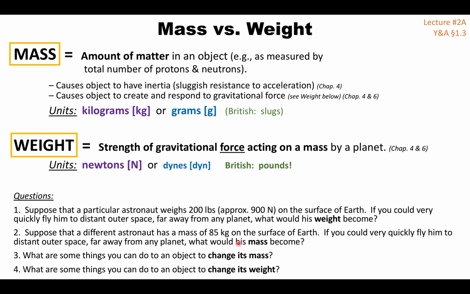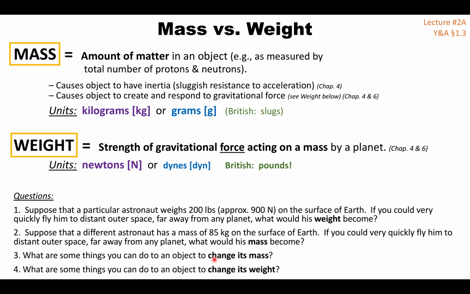Suppose a different astronaut has a mass of 85 kilograms. This is actually a little bit of extraneous information here. That mass doesn't depend on the astronaut being on the surface of the Earth. Mass depends on how many protons and neutrons and how much matter is in the astronaut. It doesn't matter where the astronaut is located. So that astronaut's mass would be 85 kilograms on the surface of the Earth, on Mars, on the Moon, or in distant outer space far away from any planet. It would still be 85 kilograms.